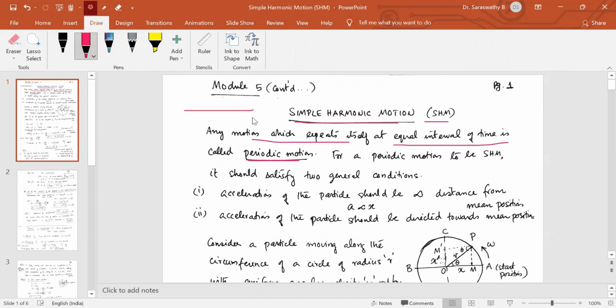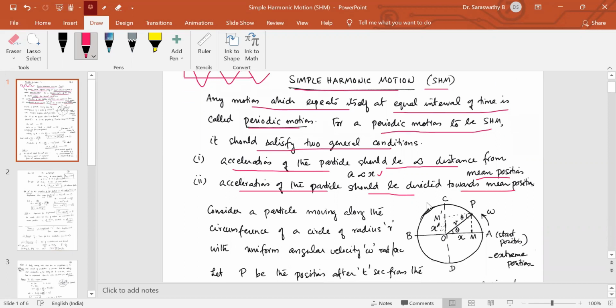If you plot the displacement as time progresses, like this, any motion which repeats itself at regular intervals of time is called a periodic motion. And for a periodic motion to become simple harmonic motion, it should satisfy two conditions. One, acceleration of the particle should be proportional to distance from mean position. That is, a should be proportional to x. Second condition is acceleration of the particle should be directed towards the mean position.